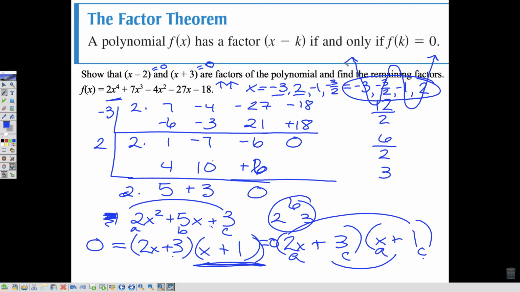Ron just asked, does it matter which one I divided first? Could I have done 2 and then -3? Does it matter? No. When I divide 12, can I divide 12 by 3 or 4 first? Does it matter? No. I'm going to get the same answer either way.